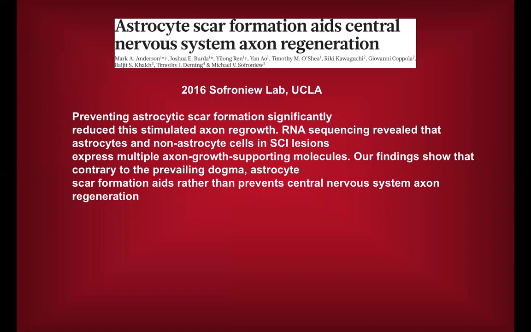So in this paper, this was 2016, they had a similar system, same lab, and he found that preventing astrocyte scar formation significantly reduced axon regrowth. RNA sequencing revealed that astrocytes and non-astrocyte cells in SCI, spinal cord injury lesions, express multiple axon growth supporting molecules. Our findings show, contrary to prevailing dogma, astrocyte scar formation aids rather than prevents axon regeneration. So we kind of turned course here, about 20 years later almost, now showing that the astrocyte scar is important for neurite outgrowth.